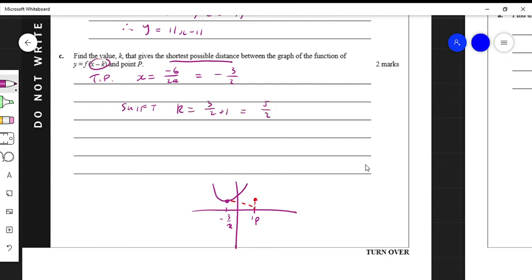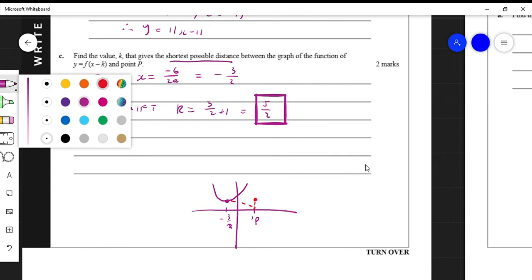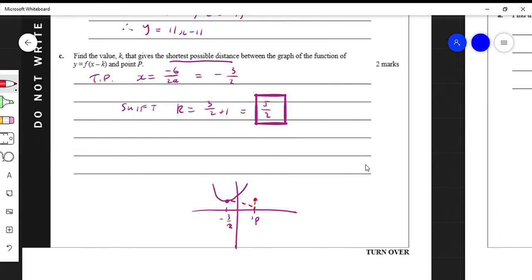It's minus k, so we know it's moving to the right. So we literally just k equals 5 on 2. Hopefully that makes sense. This is just my thinking. There are a couple ways to do this, but I think this is the simplest one.